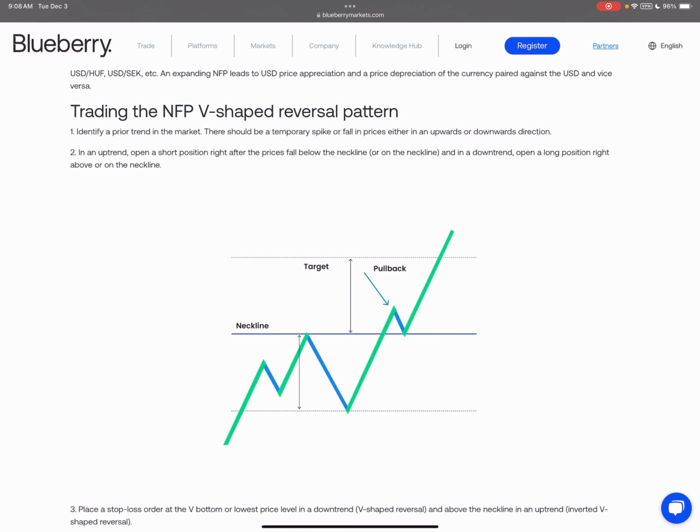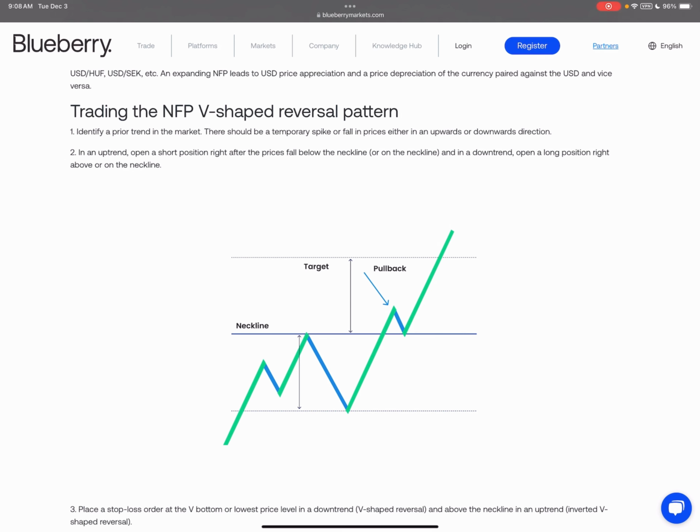Now, that line is the neckline: the highest open and close, and closing above it and holding it as support. That makes the neckline. As you can see, the picture here says target. The target to measure this V bottom pattern is the distance from the lowest price all the way to the highest open and close.